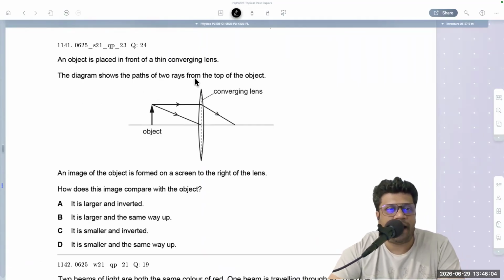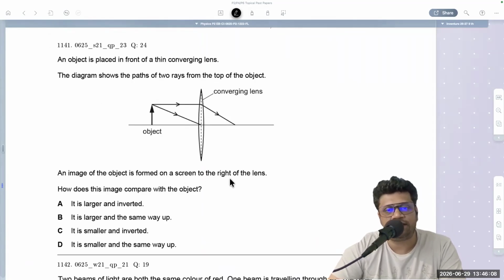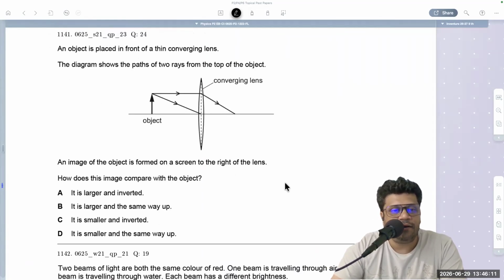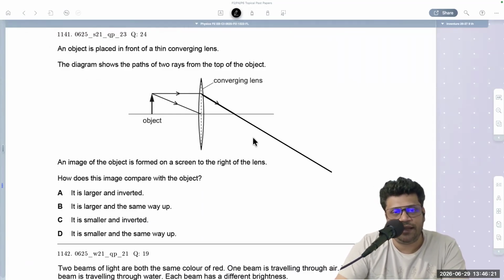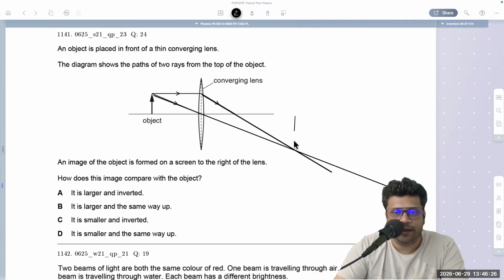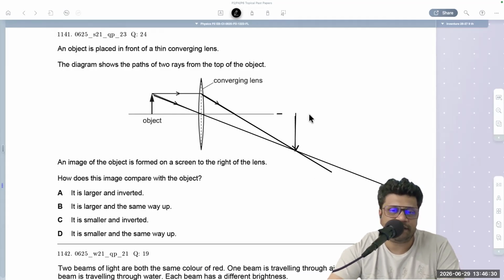The diagram shows the path of the 2 rays. An object is placed. An image of the object is formed on a screen to the right of the lens. How does this image compare with the object? Okay, so we are going to roughly extend these 2 rays to see where they meet. Well, I see they meet somewhere there. So that's where the image is going to be.